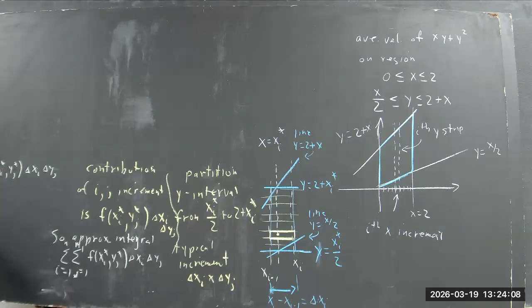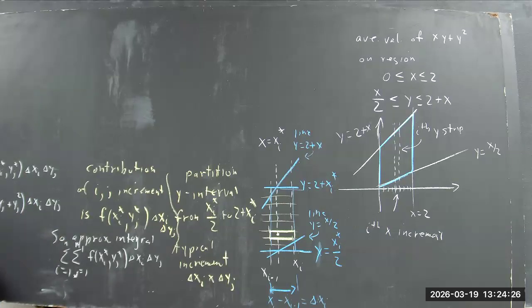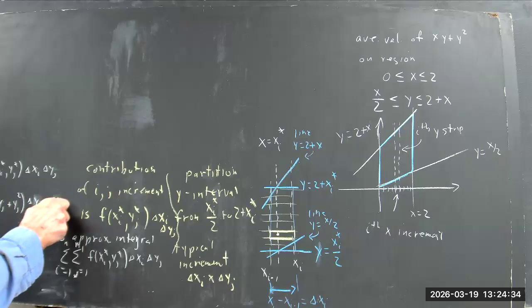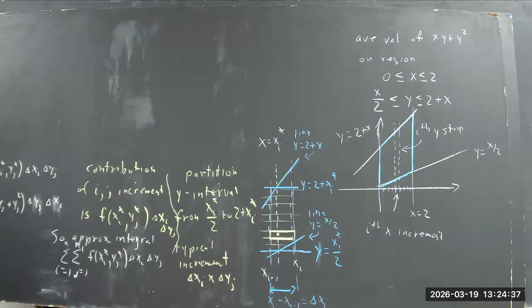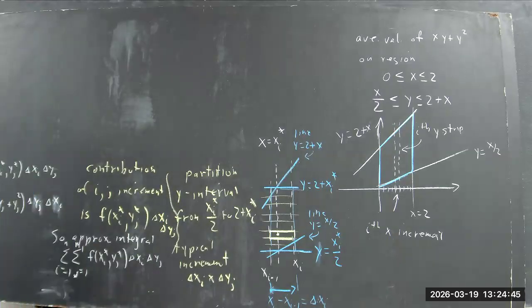And it would be x sub i, y sub j, plus y sub j squared, delta xi delta yj, which then approaches the double integral. It should be delta yj times delta xi. Approaches the integral. X goes from 0 to 2. That's the interval that we partitioned, right?